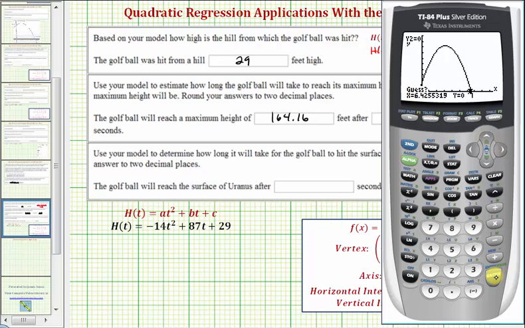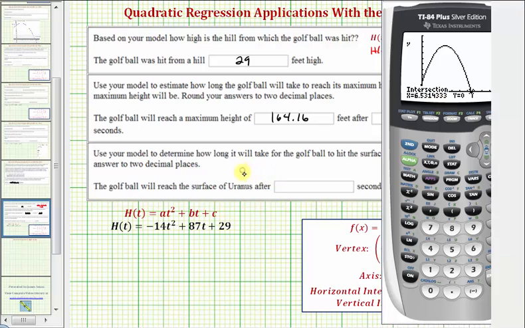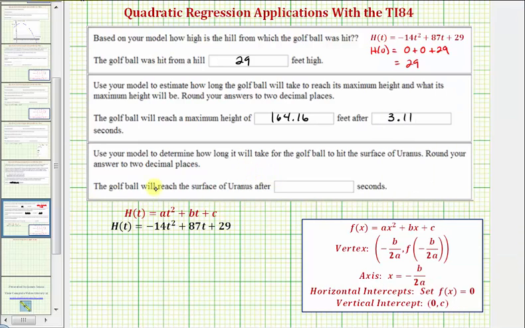Enter, enter, enter. Notice at approximately 6.53 seconds, the height, which is our function value, is 0. And therefore the ball would be on the surface. So the golf ball will reach the surface of Uranus after approximately 6.53 seconds.